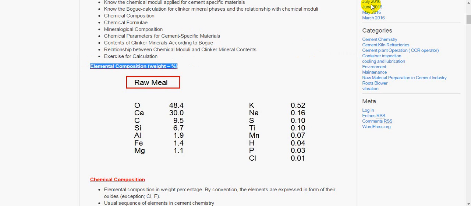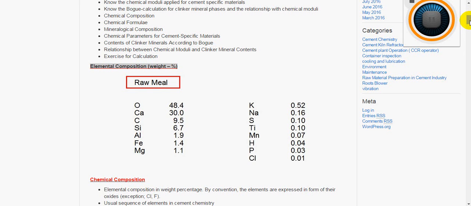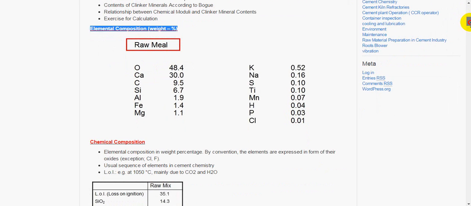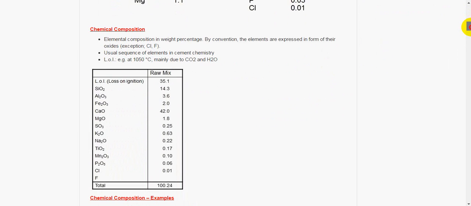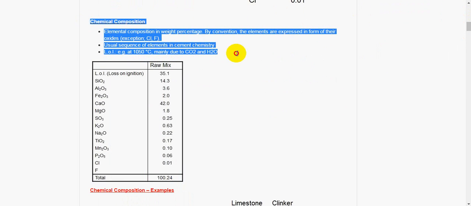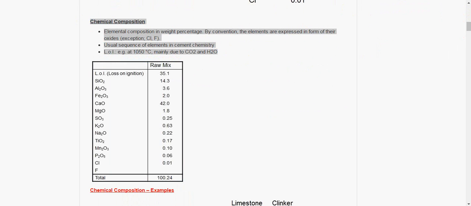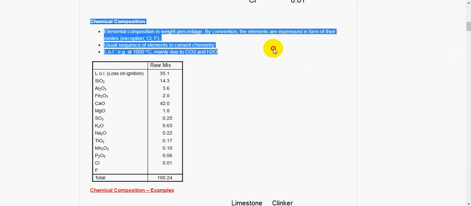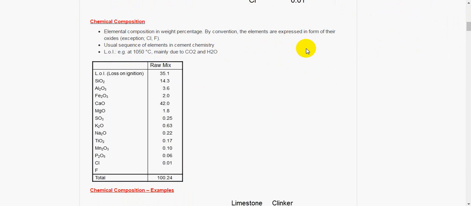Weight percent. Elemental composition, weight percent. Chemical composition: elemental composition in weight percentage. By convention, the elements are expressed in the form of their oxides.